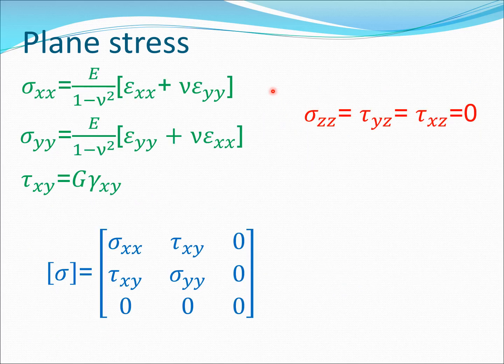So now let's look at the plane stress situation and let us write down the stresses here. The stress strain relationships are very simple, and of course three of the stresses we have set to 0, so we can simply ignore that. And the stress matrix is the 2 by 2 matrix which you are very familiar with.